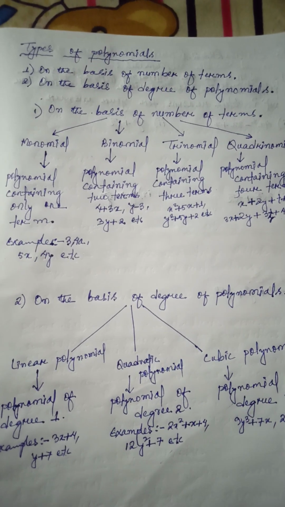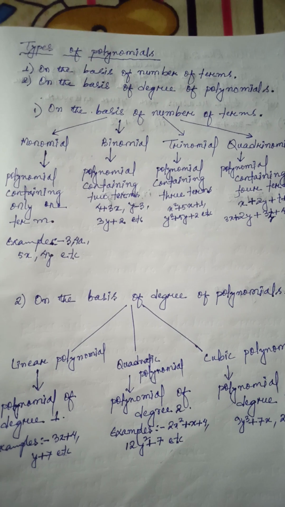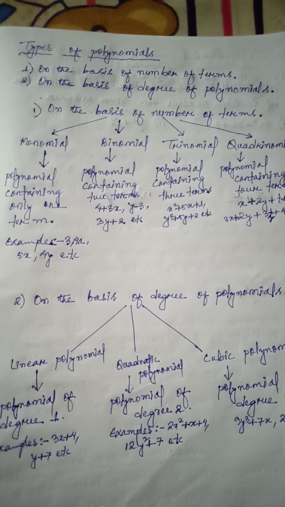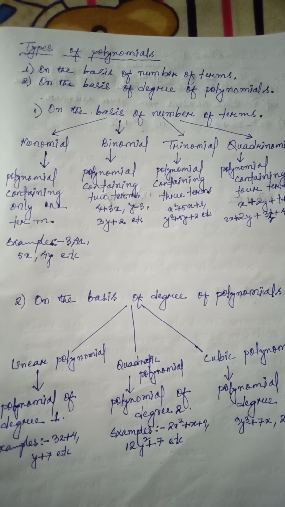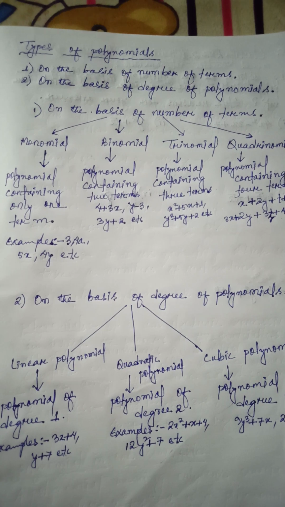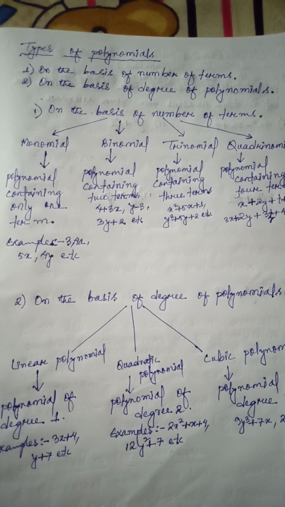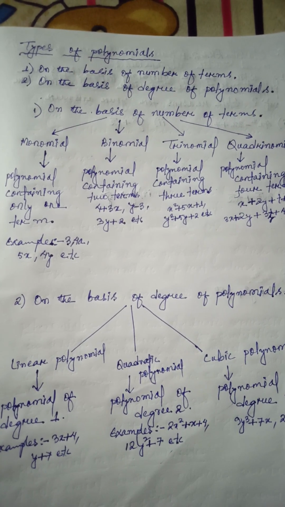Okay, as we can see here, we have types of polynomial. We just discussed what is polynomial. Now we are going to discuss types of polynomial. Polynomials can be classified into two types. Number one is on the basis of number of terms, and number two is on the basis of degrees of polynomial. Now let us go to number one, that is on the basis of number of terms. Polynomial can be classified on the basis of number of terms.